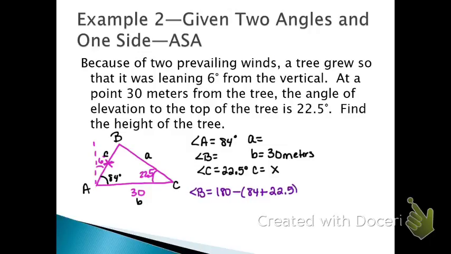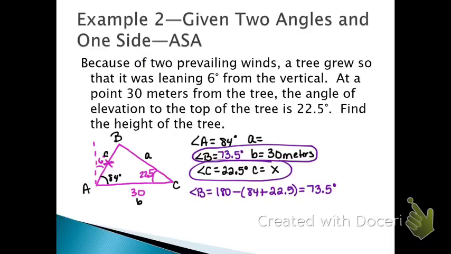Good. So we do that. What is our angle B? 73.5. 73.5? All right. So now I do have that side and that angle across from it, right? So now I can use my law of sines by setting that up. I'm looking for side C, so I'm going to set it equal to the C information.